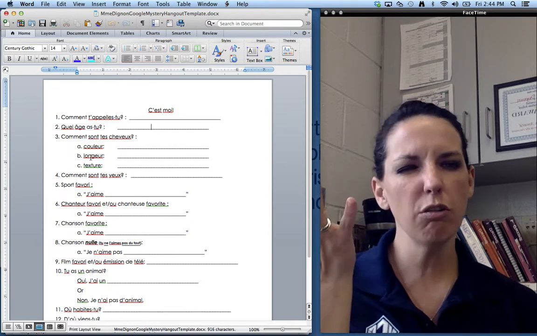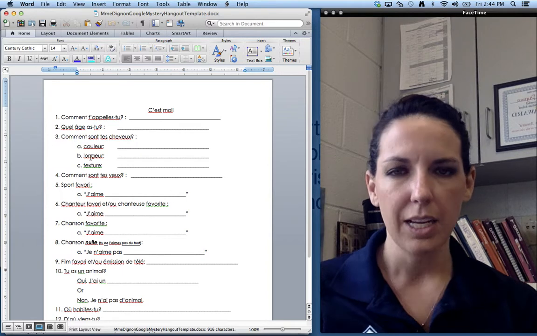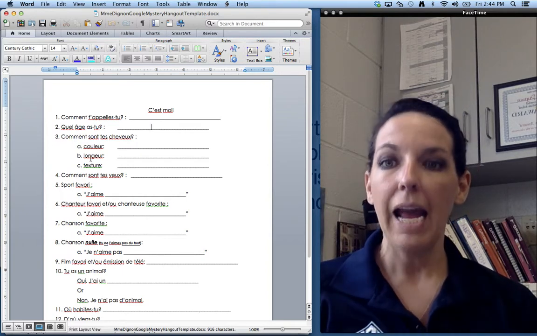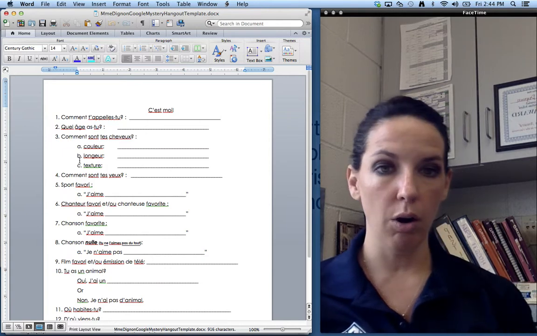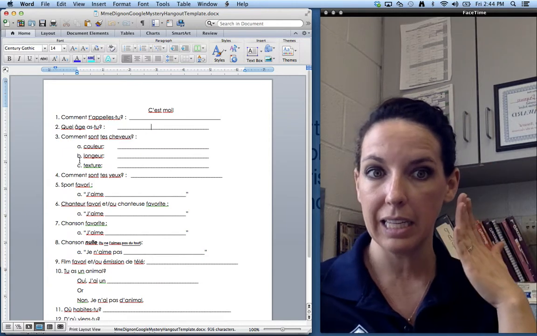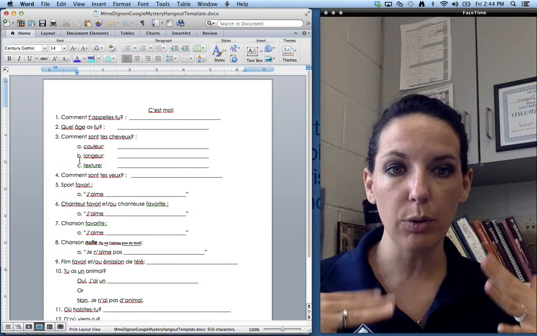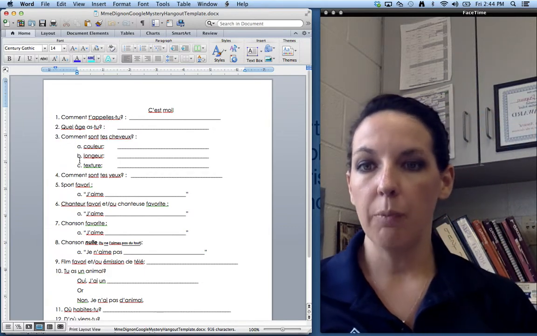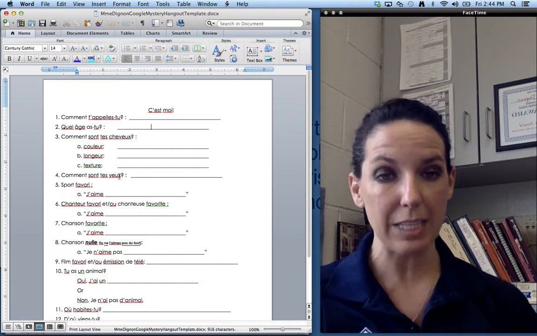And then fill in the longueur. What do you think longueur means? Length. So talk to me about the length of your hair. Et la texture. If we're asking for the texture, on demande si c'est raide, frisé, ou bouclé, okay?